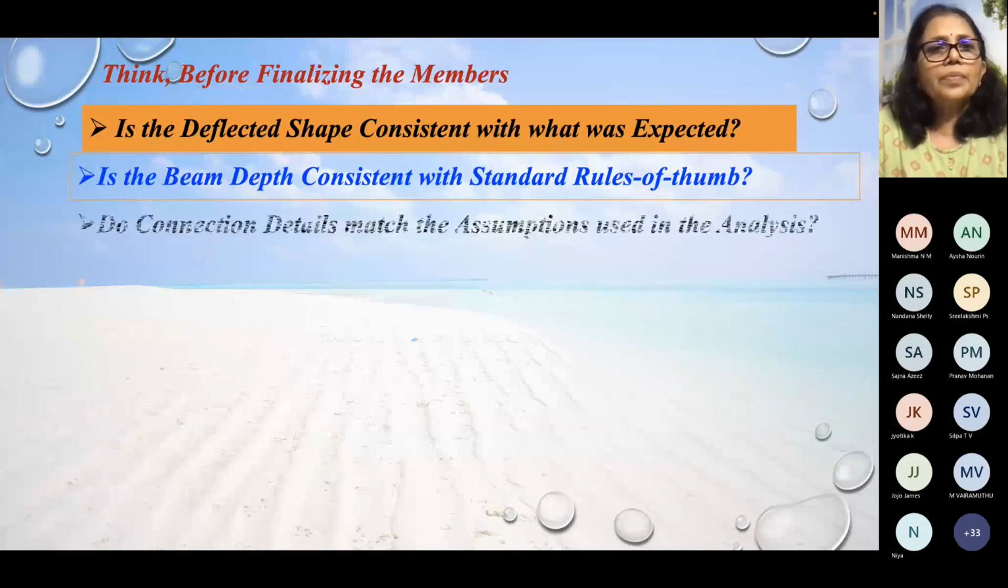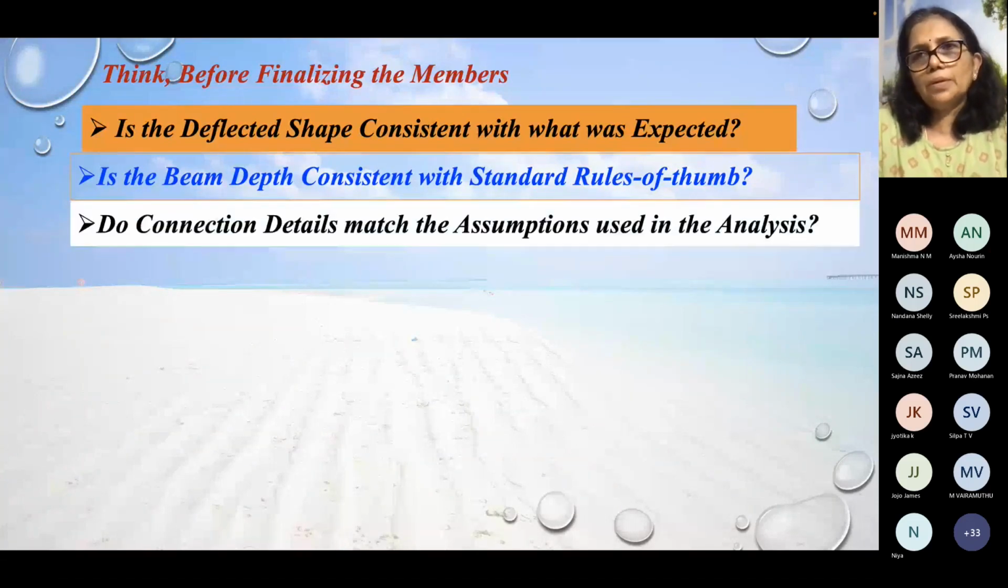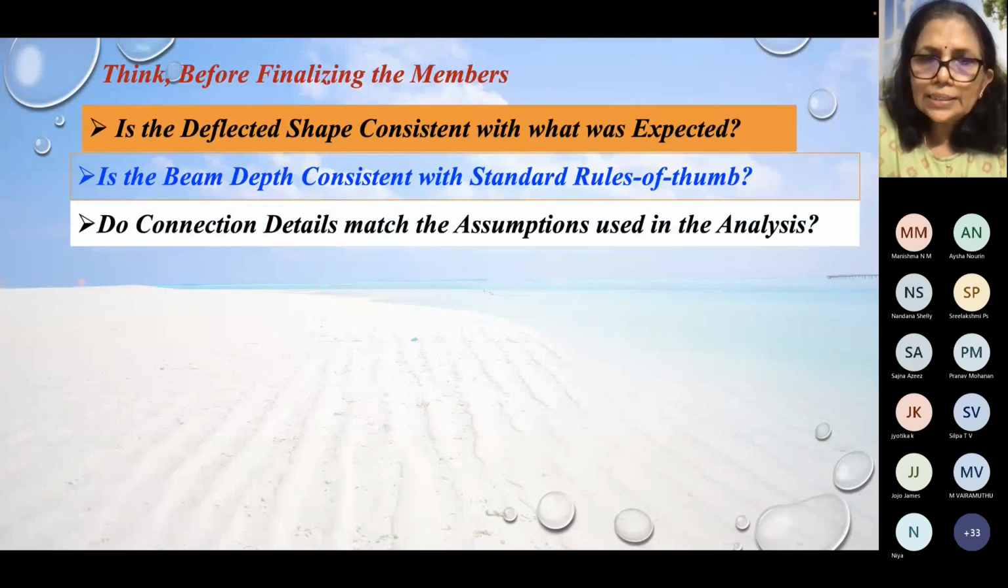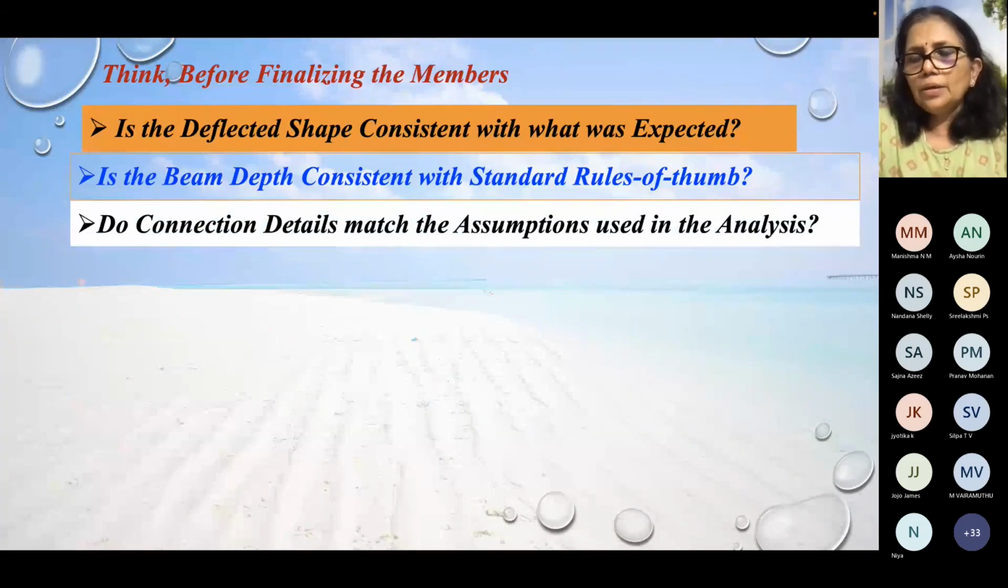You have to check: do connection details match the assumptions used in the analysis? Because you make an assumption like the beam is a fixed beam. Then you have to detail it in such a way that the end condition is a fixed condition. You cannot assume a fixed condition and then detail a simply supported beam. Then it will fail. So this also you have to check.